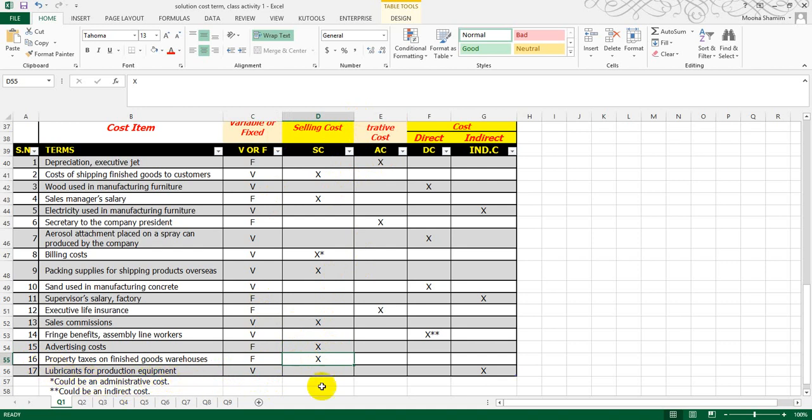Lubricant for production equipment, again it is an indirect cost, and lubricant is variable in nature.